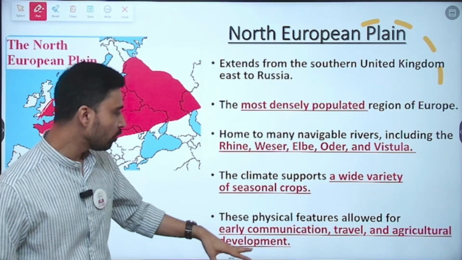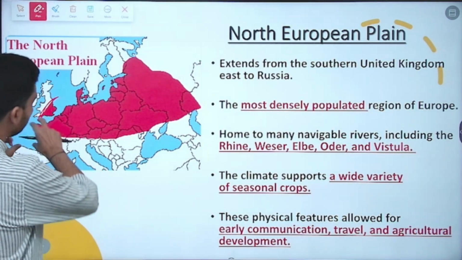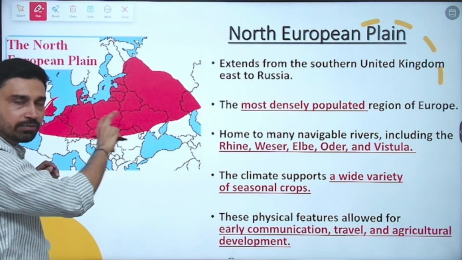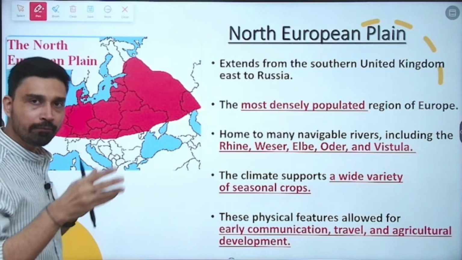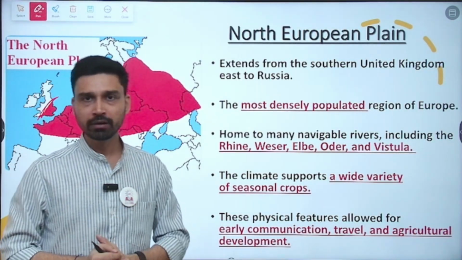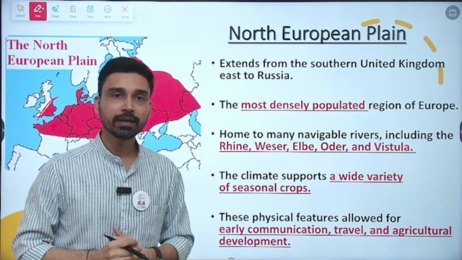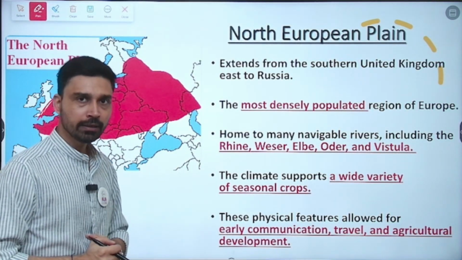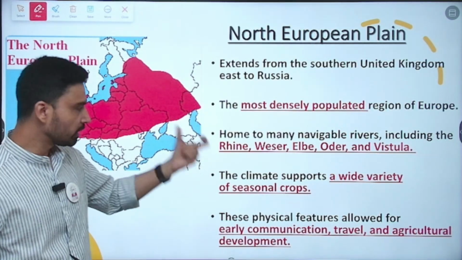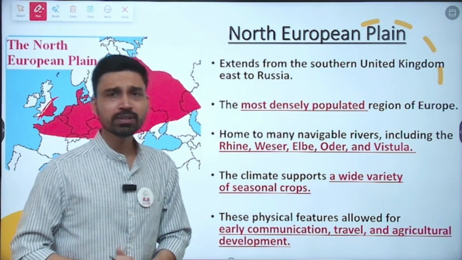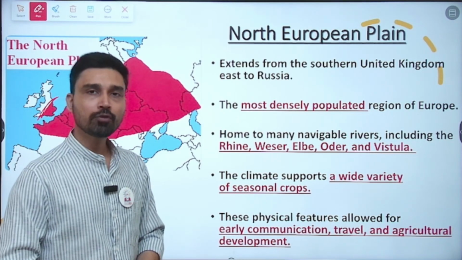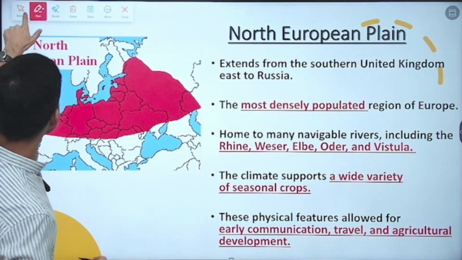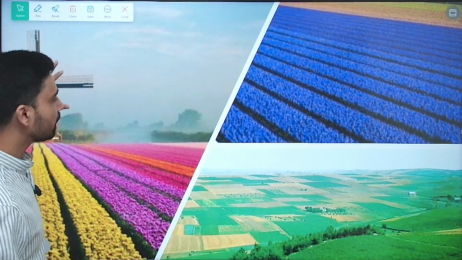And these physical features allowed for early communication. If you look here, this entire region is very well connected. You have the densely populated region as we have discussed, plus a lot of rivers that have led to the development of inland waterway transportation. And because of the flat terrain, the density of railway lines and roadways is also very high here. So connectivity is very good in this particular area. And because of this connectivity, because of the facility of communication, travel, and agricultural development, this region is also considered one of the most important regions from the economic perspective of Europe.